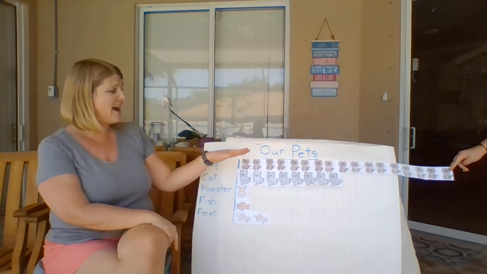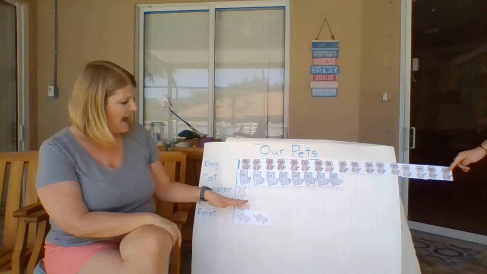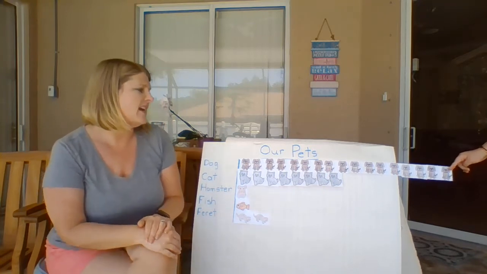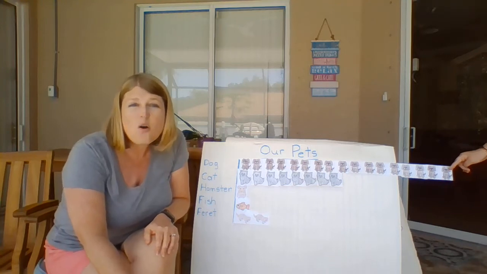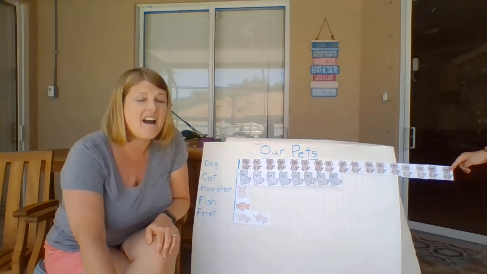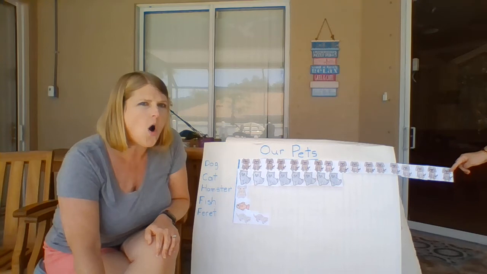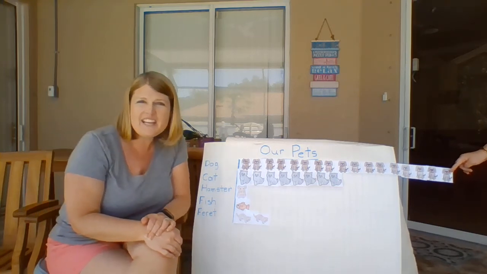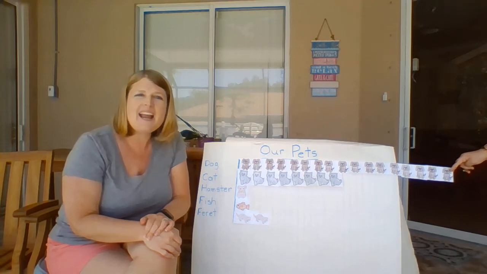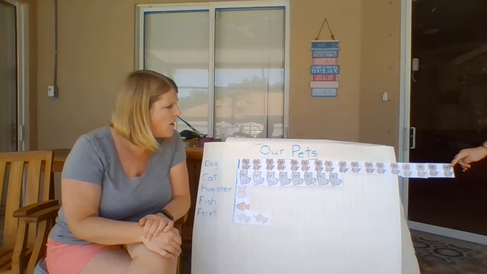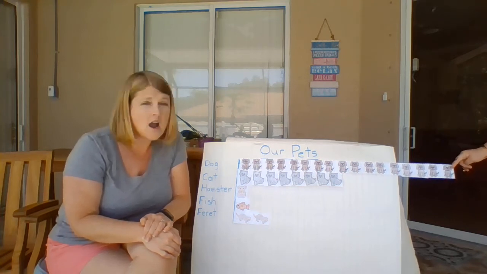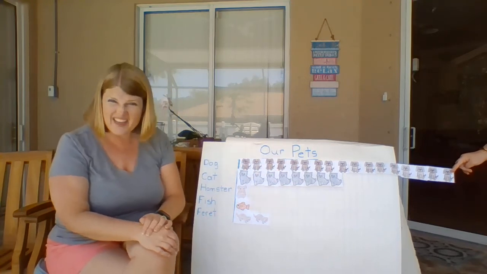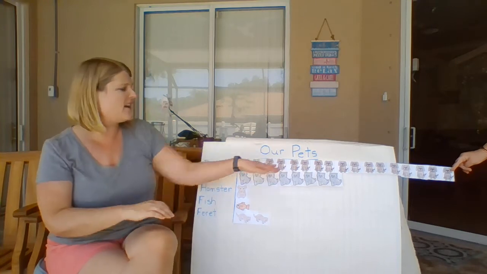So we figured out how many animals we have the most of, how many animals we have the least of. Listen to my next question. How many pets do we have in all? Ooh. How am I going to figure out how many I have in all? Oh, I think you're right. We're going to have to count all of them, aren't we? Oh my goodness, we're going to have to count them all.